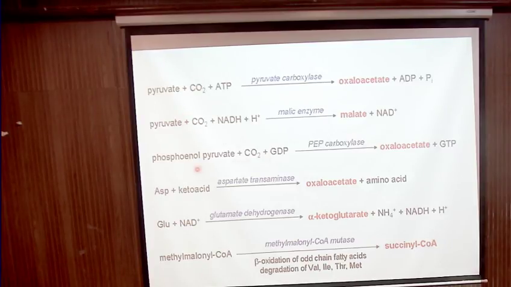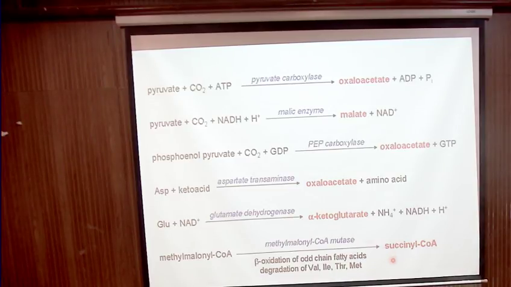You can then have phosphoenol pyruvate, with the help of GDP, produce oxaloacetate again. This is the phosphoenol pyruvate carboxykinase enzyme, which I gave you that time. There can be an alpha ketoglutarate or a succinyl-CoA.